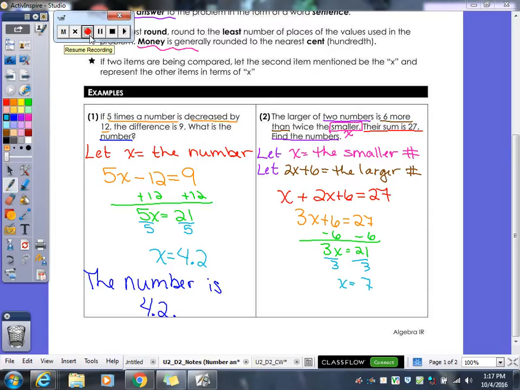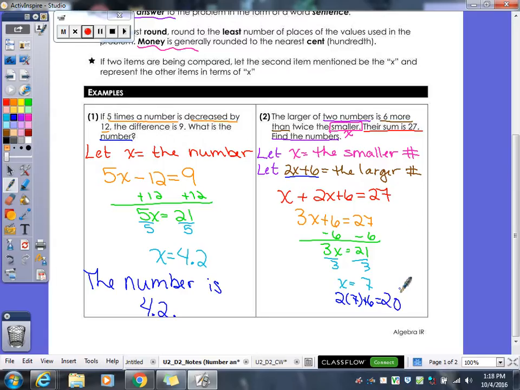Did you guys get x equals 7? All right. You need to subtract 6. So if x equals 7, that means my smaller number is 7. I got one of them. I got to figure out my larger number. So I want to plug 7 into this expression we had up here. So 2 times 7 plus 6. What does that give us for our other number? 20.